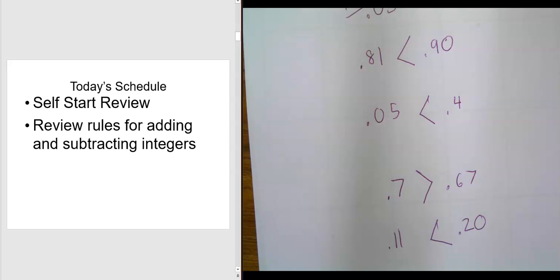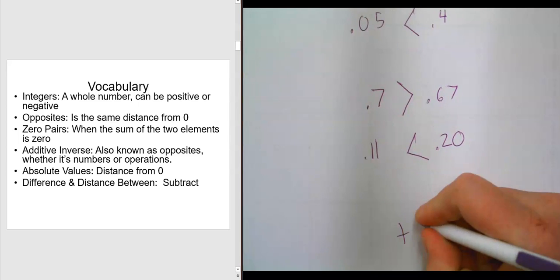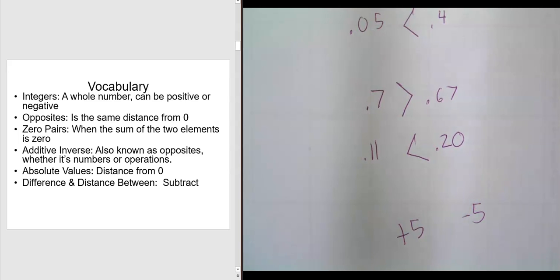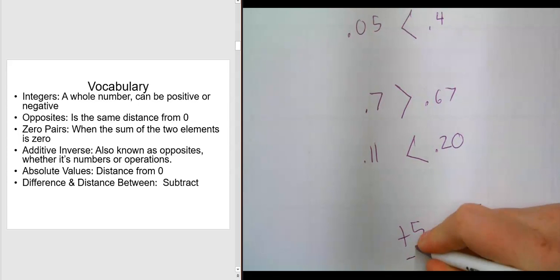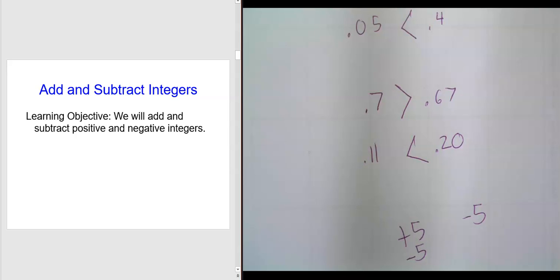Today we're going to be going over rules for adding and subtracting integers. So, vocabulary. Integers are whole numbers which can be positive or negative. Opposites are the same distance from 0. Zero pairs are when two things create a 0, like a positive 5 and a negative 5 is a zero pair. Additive inverse is opposites. So if you're adding 5, the opposite of adding 5 is subtracting 5. Absolute value is a distance from 0. And if it asks for the word difference, that means subtract.